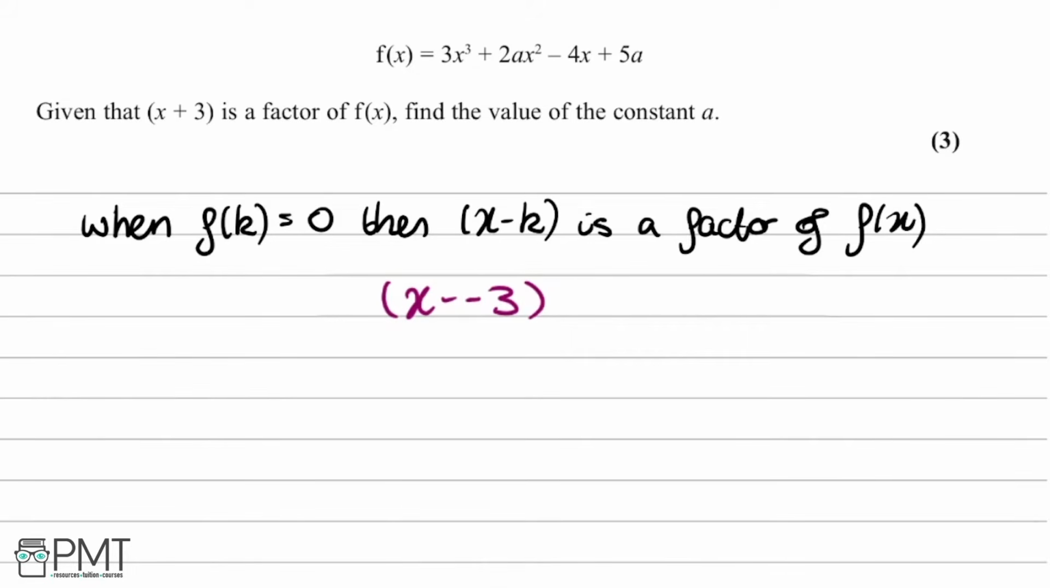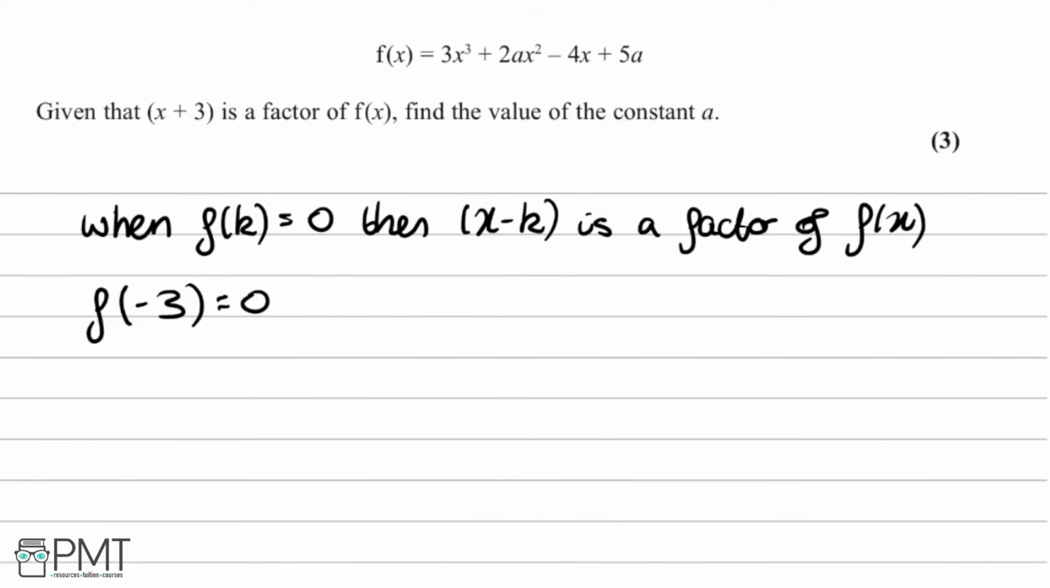Because when you take away a negative number, you're essentially adding it. So this means that our k value in the factor theorem is minus 3 here. So sort of reverse engineering the factor theorem, we know that f of minus 3 must equal 0. So doing that, we can set up an equation.